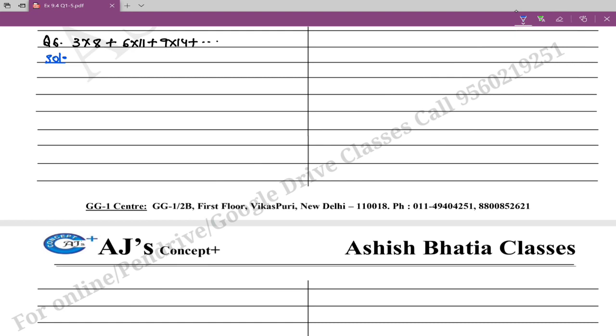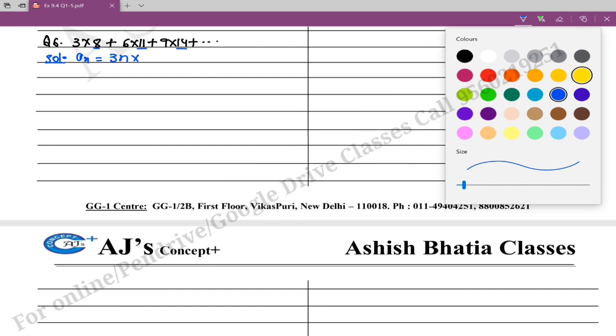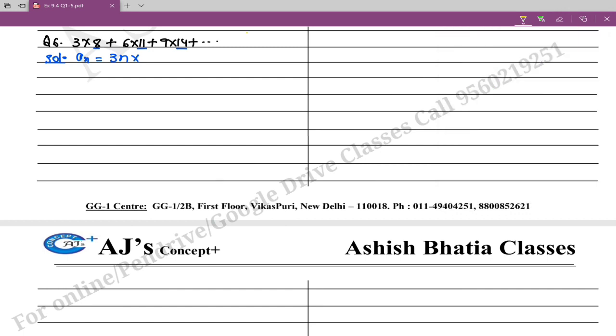Here, if we see the pattern, the first part of each term, that means 3, 6, 9, forms a pattern of 3n, as discussed in previous questions also. Now if I look at the part 8, 11, 14, these all form an AP. So if you go into the rough column and see carefully, 8, 11, 14 and so on forms an AP.